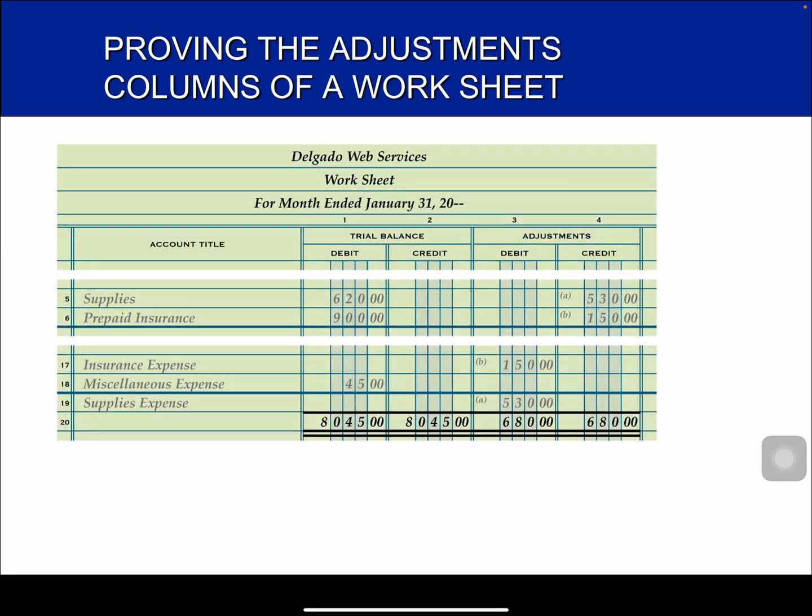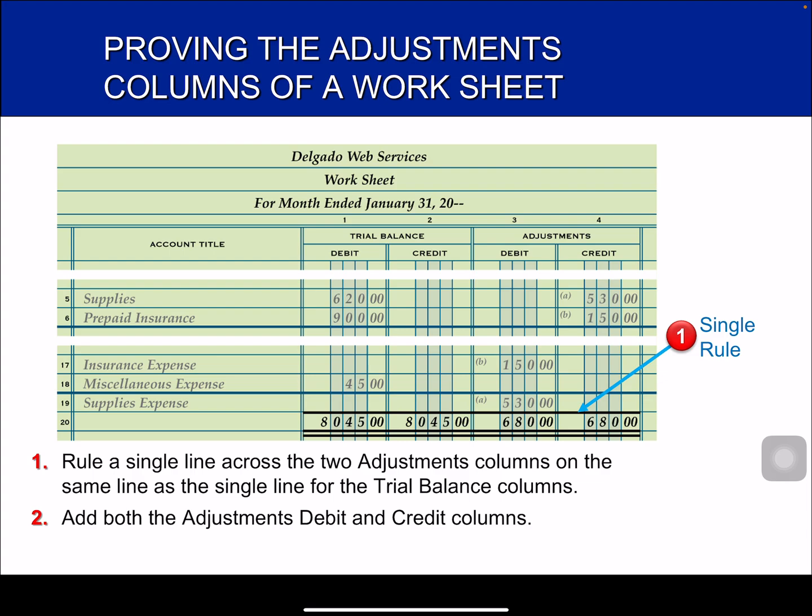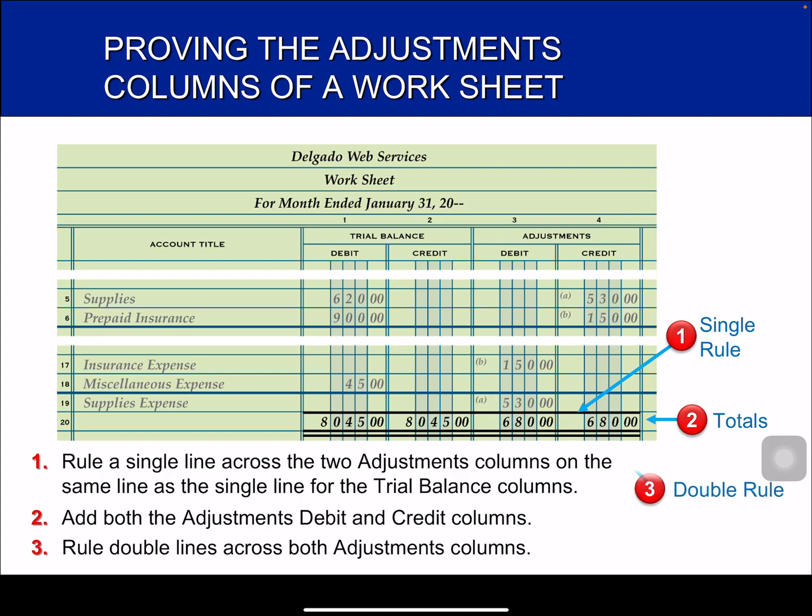Proving the adjustments columns of the worksheet, you will rule a single line again, add both columns. When they balance out, you will double rule across those two amount columns. And now we have completed the first 4 columns of your 8-column worksheet.